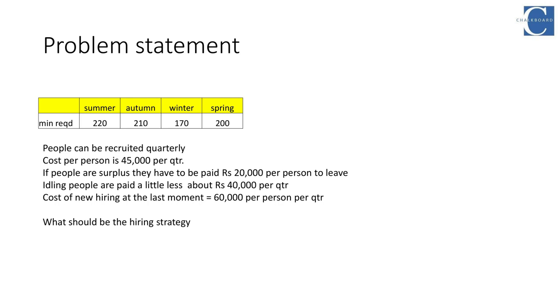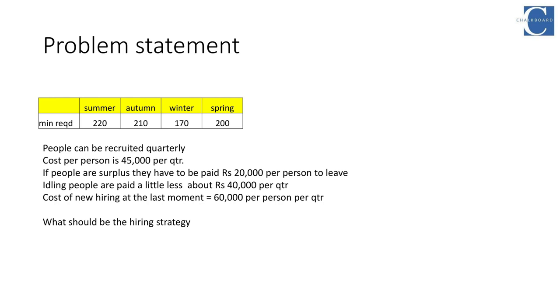The labor cost is 45,000 rupees for 3 months, and if they are not deployed on the line, an idling cost of 40,000 rupees, slightly less than the base pay, has to be given. If someone is let go, a one-time retrenchment payment of 20,000 rupees is given. Hiring new people is relatively more expensive.